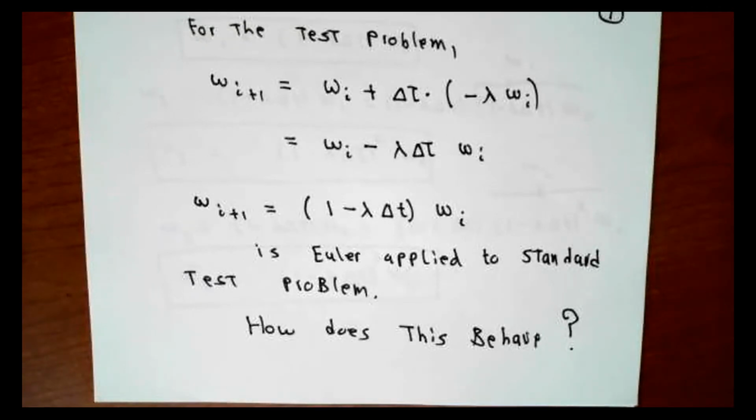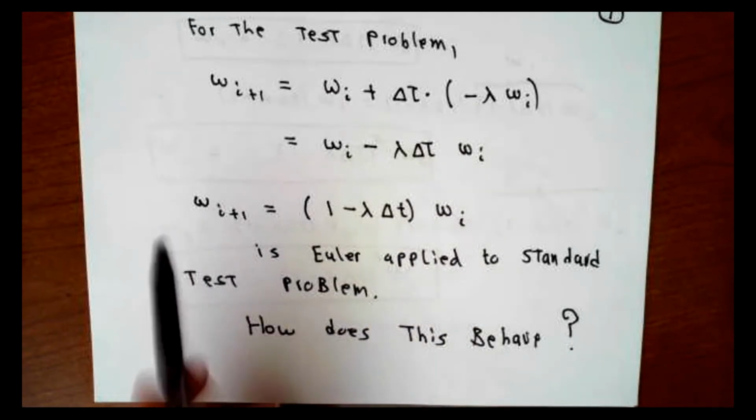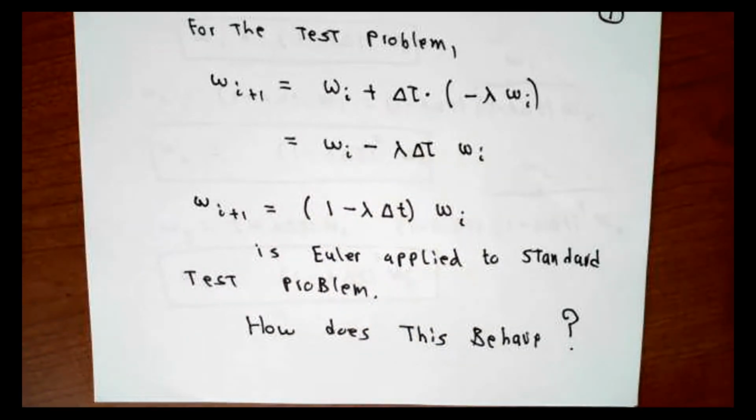For our test problem, the right-hand side of the differential equation is negative lambda times the y value, which, applying to Euler's method, says that w_(i+1) is w_i plus delta t multiplied by negative lambda times w_i, which you can easily rearrange into this format. This is Euler's method applied to our standard test problem. How does this behave mathematically?